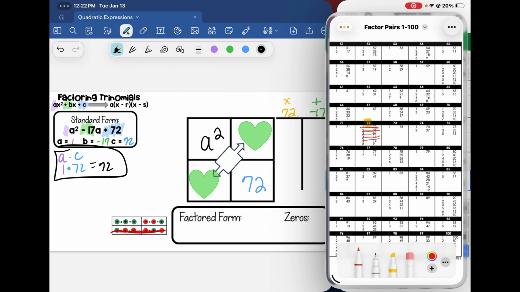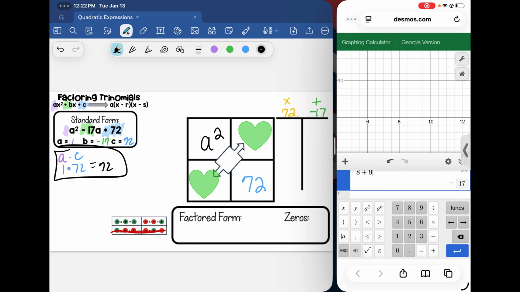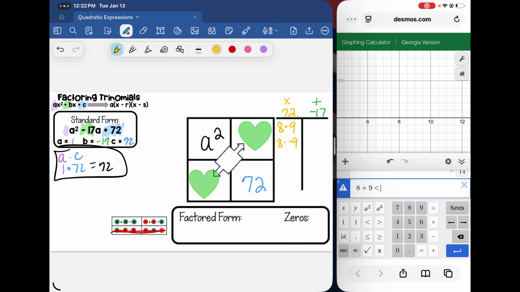All right, so that means the two numbers that I will use, I could say 8 times 9, or negative 8 times negative 9. But I want them to add up to a negative 17, which means 8 plus 9 is positive 17, so I can't use that one. But negative 8 plus a negative 9 gives me negative 17. So these are my two numbers, which means I can rewrite negative 17a as a negative 8a and a negative 9a.